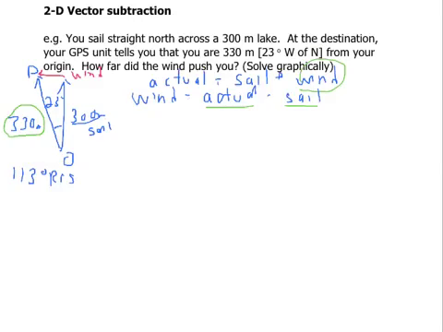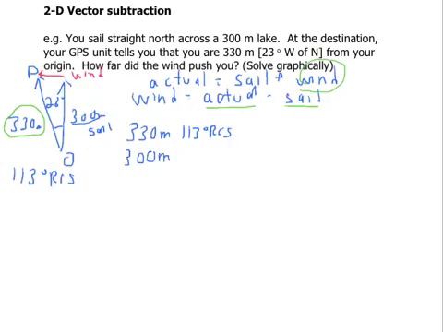So our first vector, when we set it up, should be our actual vector, because we're going to do actual minus the sail. So our actual vector is 330 meters at 113 degrees RCS. And our second vector is going to be our sail vector, which is 300 meters straight north. Straight north in terms of Cartesian coordinates, or RCS, is 90 degrees.